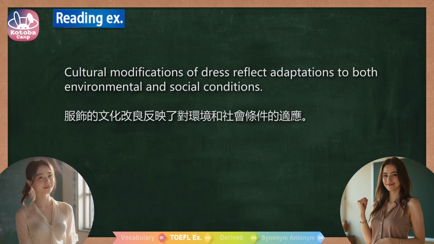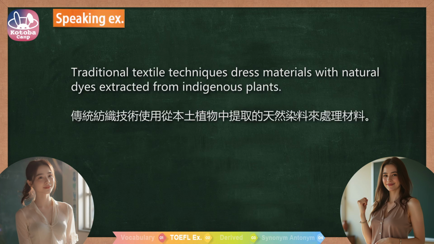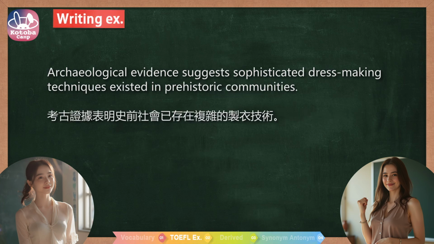Cultural modifications of dress reflect adaptations to both environmental and social conditions. Distinct patterns of ceremonial dress emerge independently across various ancient societies. Traditional textile techniques dress materials with natural dyes extracted from indigenous plants. Archaeological evidence suggests sophisticated dressmaking techniques existed in prehistoric communities.